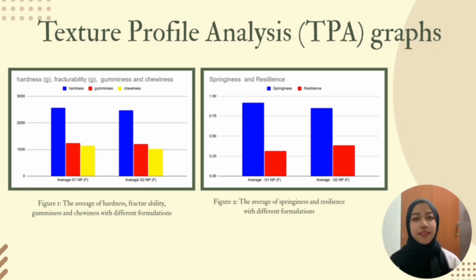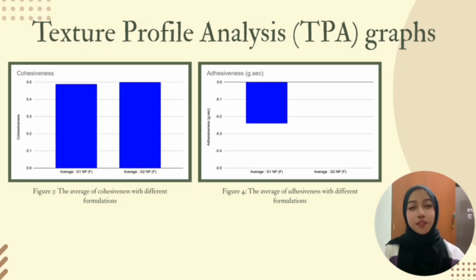chewiness. The second graph on the right presents the average values of springiness and resilience. Formulation of Group 1 has slightly better springiness, while Group 2 shows slightly higher resilience. These differences help us to understand how each formulation affects the texture characteristics of the muffins.